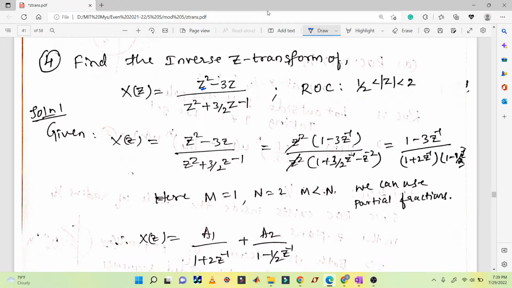If you take z square as common, what will you get? 1 minus 3 into z inverse. And in the denominator also, if you take z square as common, what will you get? 1 plus 3 by 2 z inverse minus z to the power minus 2.